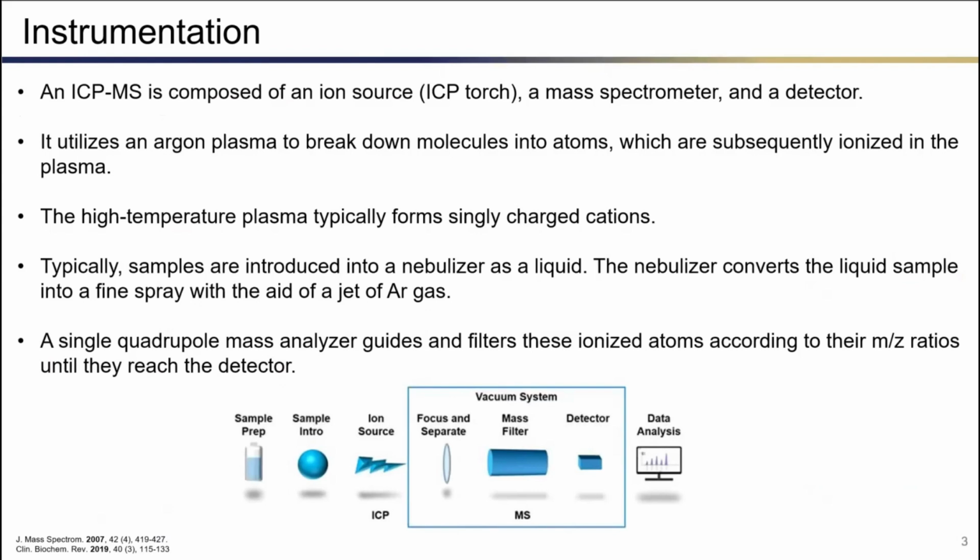In normal operation, you introduce samples as a liquid into the nebulizer. The nebulizer then converts the liquid sample into a fine spray with the aid of the argon gas, and then a single quadrupole mass analyzer guides and filters these ionized atoms according to their mass-to-charge ratios until they reach the detector.